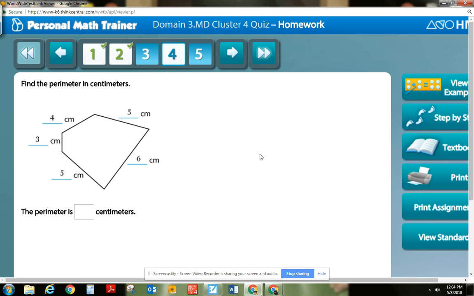All right, so here is number 4. It says find the perimeter in centimeters. There's that perimeter again. Go ahead, pause this video, solve this problem by yourself. Remember that perimeter is the space around an object. Unpause the video when you're ready.